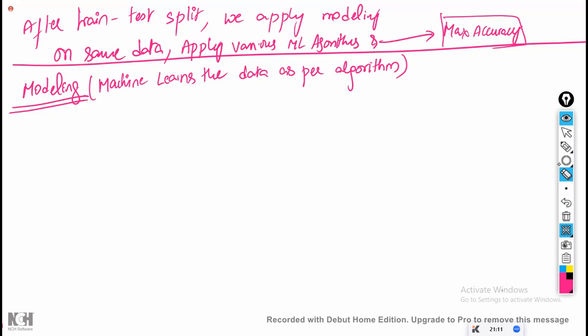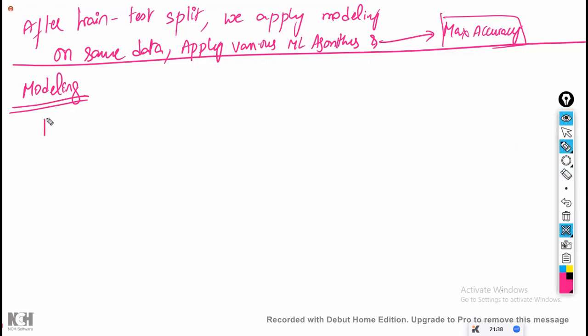So first I'm going to apply the ML algorithm 1. How to apply? For modeling, it is going to learn the data. What data? The data you provided: the train data. It will try to understand the train data as per the algorithm. So in the modeling, what are the common steps we are going to do?